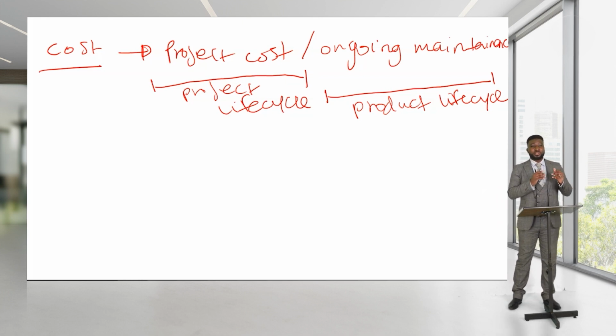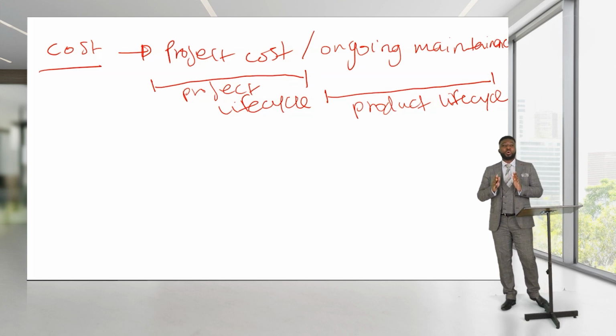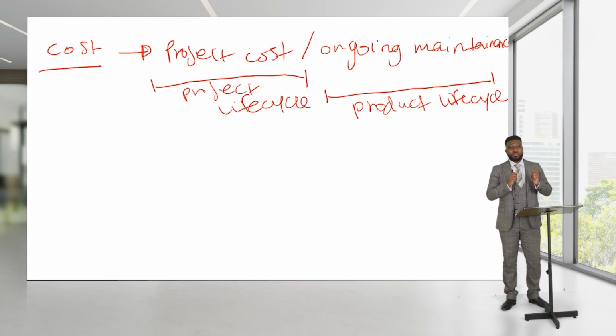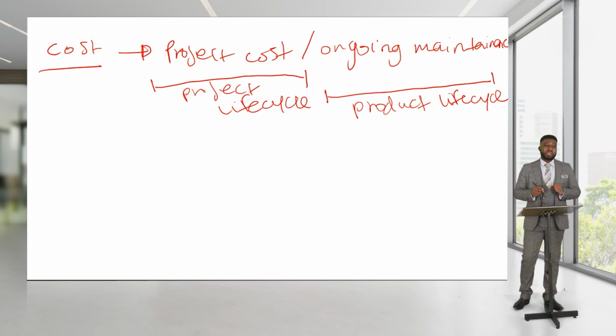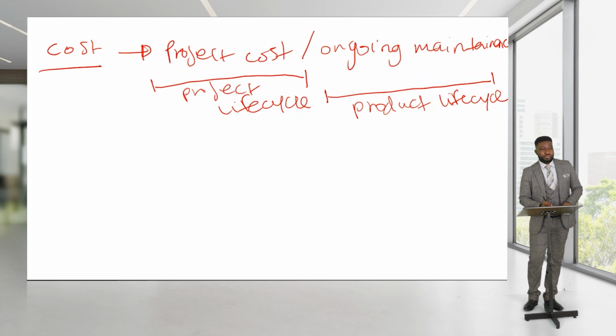Now we came to costs, and we also want to understand two types of costs. How much is it going to cost to deliver the product? So we want to know the project costs. And then the second cost we wanted to know was our ongoing maintenance. Basically, once we deliver the product, how much is it going to cost me to keep it running? Now that we have that, we need to consider our major risks.